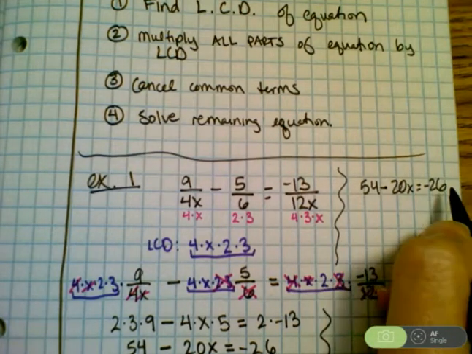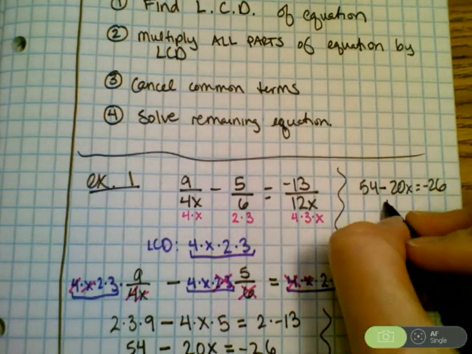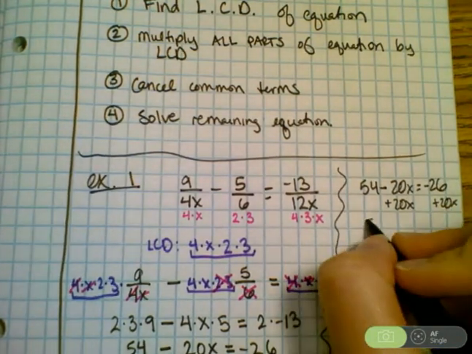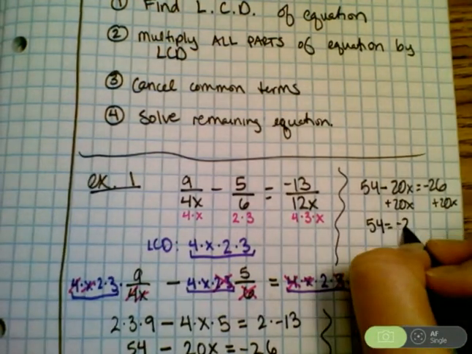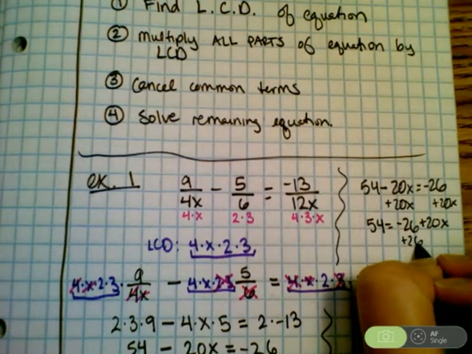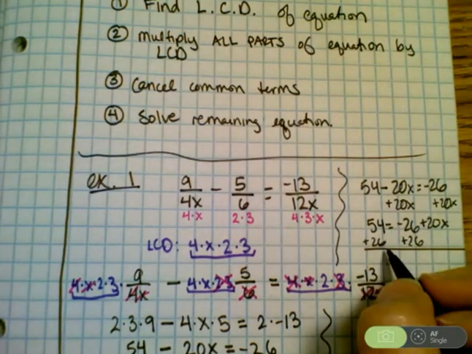So we move that. It doesn't matter what I move where, actually. I just need to move stuff from one side to the other. I'll add 20x on both sides, and then I'll get 54 equals negative 26 plus 20x. Then I can add 26 on both sides, and then I'll get 54.